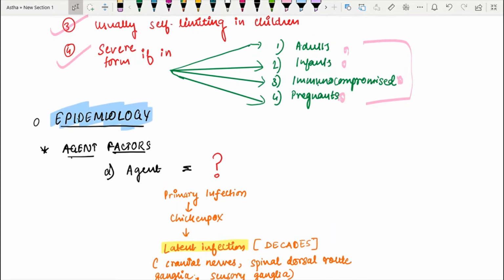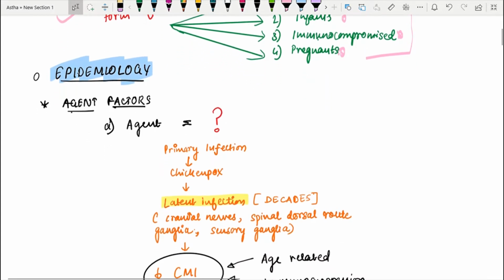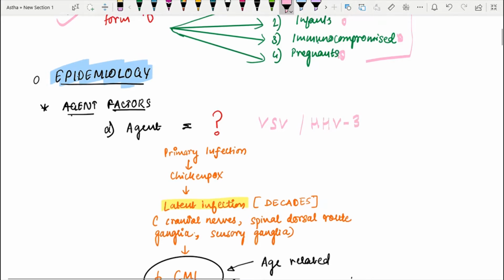Now talking about the epidemiology, we'll discuss the agent factors, the host factors, and what kind of environment is necessary for the chickenpox virus to survive. Now coming to the agent. Can you all guess what is the agent causing chickenpox? Yes, excellent. That is the varicella zoster virus, also known as human herpes virus 3. Right? Human herpes virus 3.